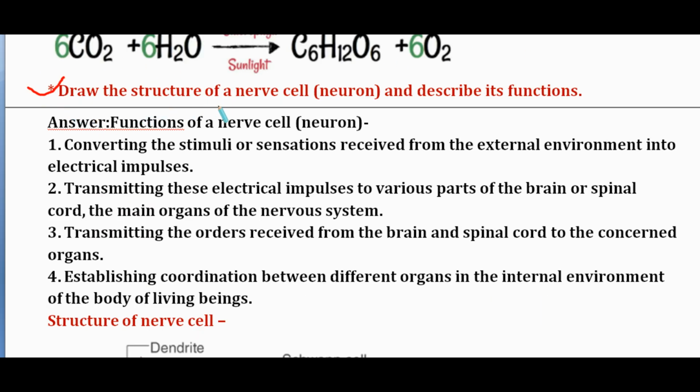Next question, draw the structure of a nerve cell neuron and describe its functions. Functions of nerve cell: converting the stimuli or sensations received from the external environment into electrical impulses, transmitting these electrical impulses to various parts of the brain or spinal cord, the main organs of the nervous system, transmitting the orders received from the brain and spinal cord to the concerned organs, and establishing coordination between different organs and the internal environment of the body of living beings.